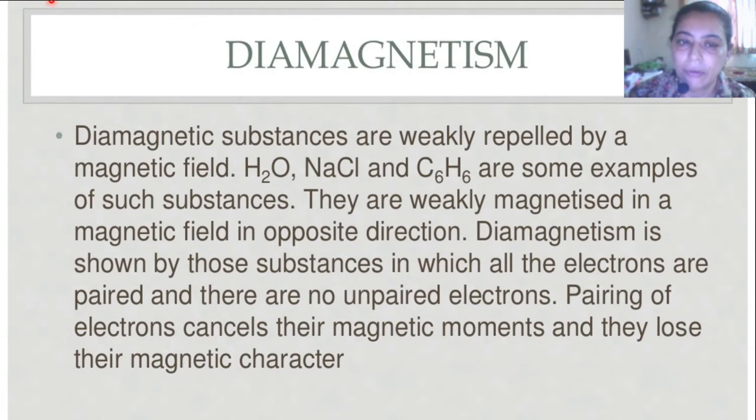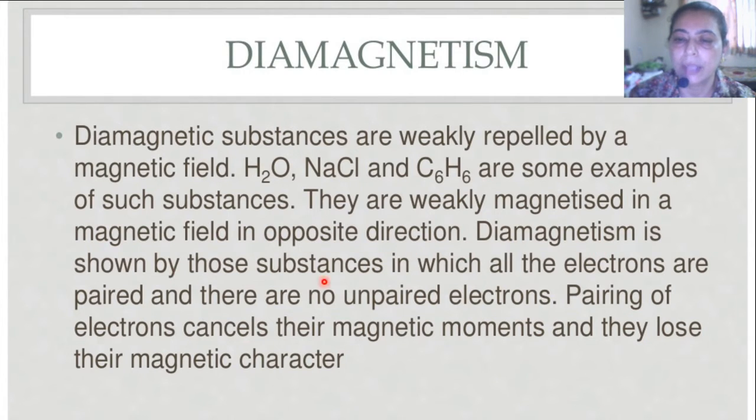Diamagnetism, one thing we have to keep in mind: in diamagnetism, generally all the electrons are paired, meaning there is an even number of electrons, so that substance will behave as diamagnetic. Diamagnetic substances are weakly repelled by a magnetic field, like H2O, NaCl and C6H6 are some examples of such substances. They are weakly magnetized in a magnetic field in the opposite direction.